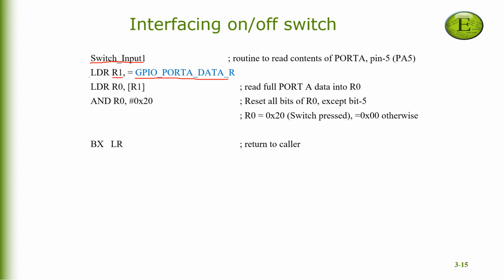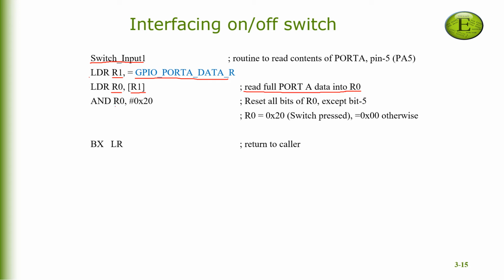And again, we are going to index R1 to read in the contents of the port A data, which goes into R0. And note that in this case, we are reading the full port A data, including the data on all the pins, not just pin number 5. The whole port data is read into register R0.